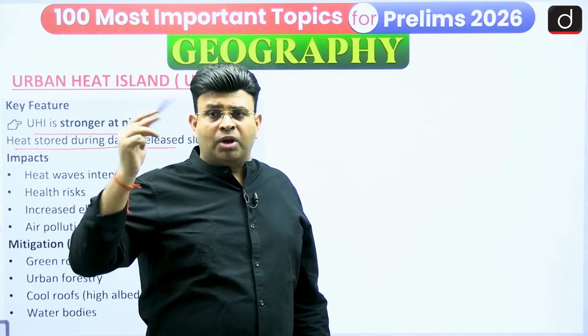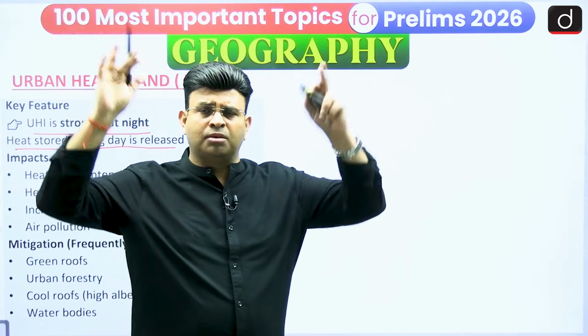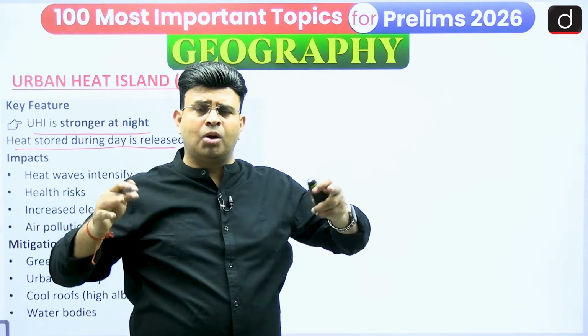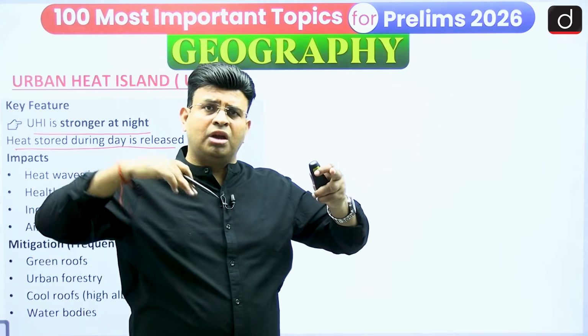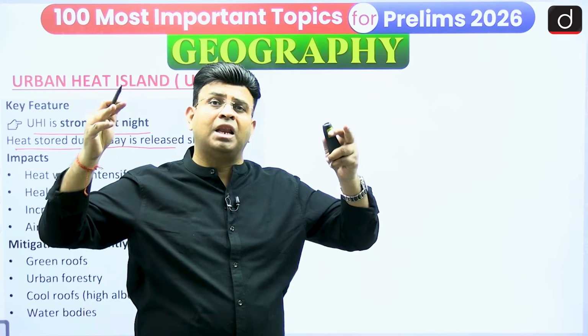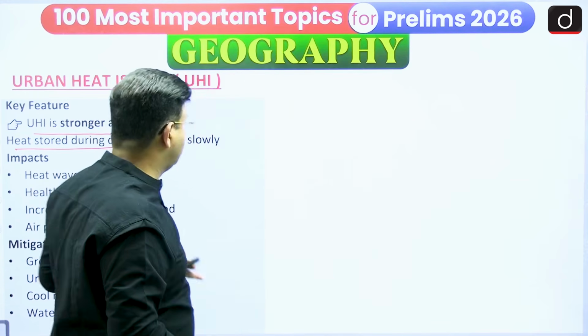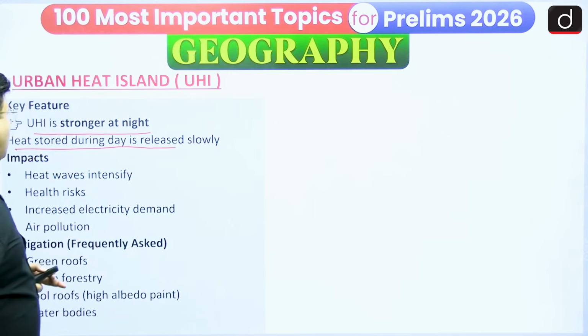Then you have to consider the heat absorbed, because everywhere there is a jungle of concrete, tall buildings, high skyscrapers, all these are there. So when they release the heat at night time, it is slow. Therefore, the urban heat island is felt more at night in comparison to daytime, because I said that the urban heat island is stronger at night.